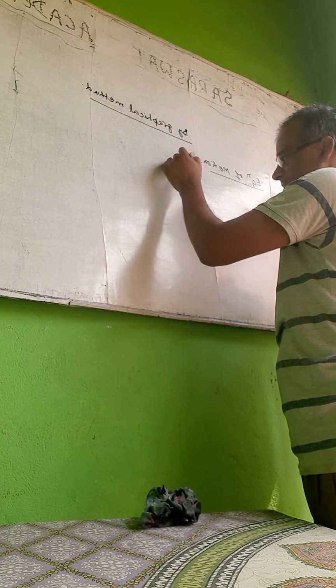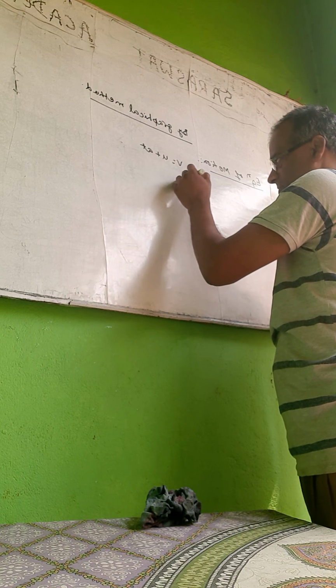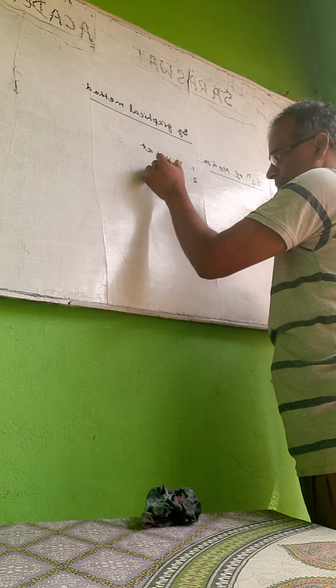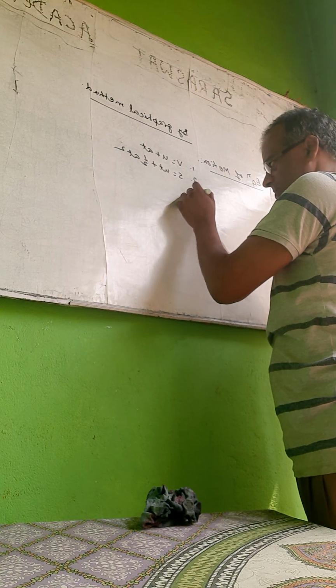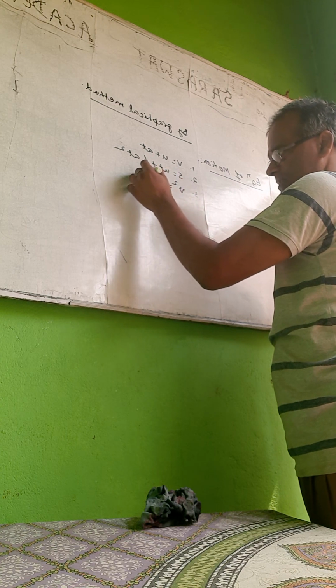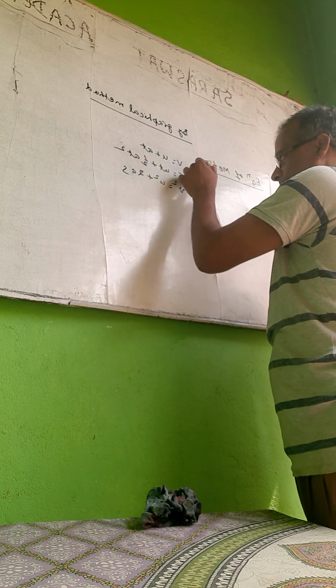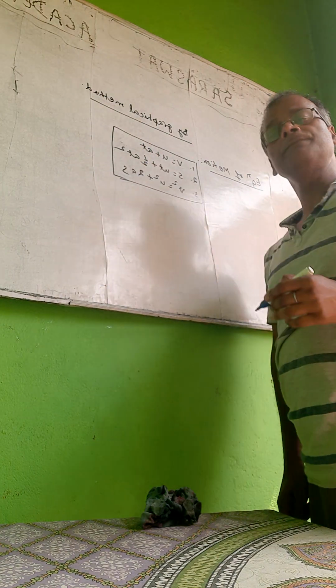First equation is v equal to u plus at. Second is s equal to ut plus half at square. And third is v square equal to u square plus 2as. By the graphical method we discuss them here one by one.